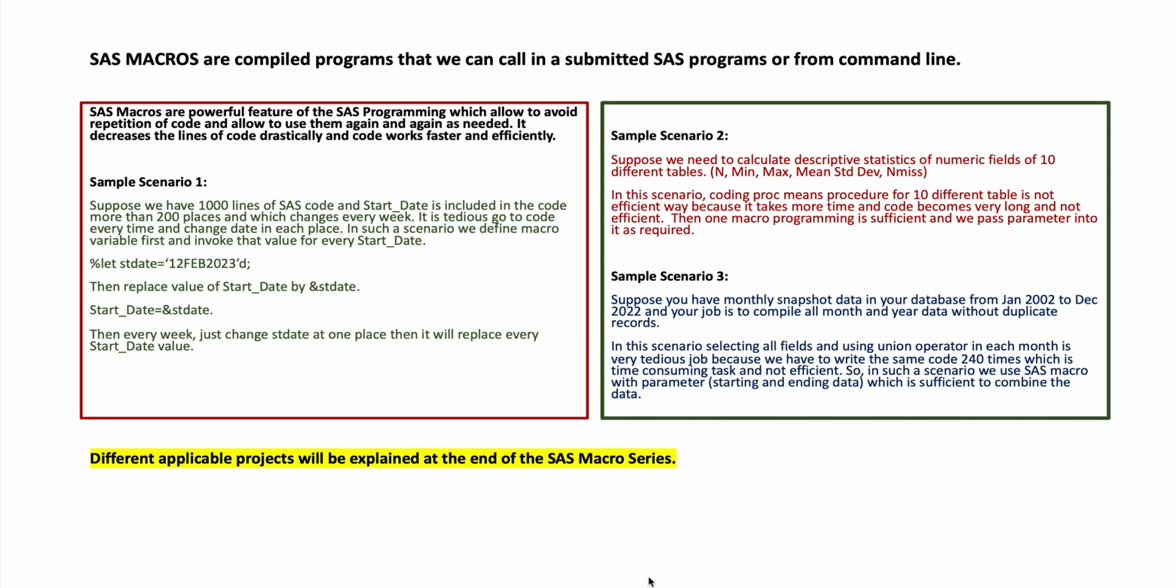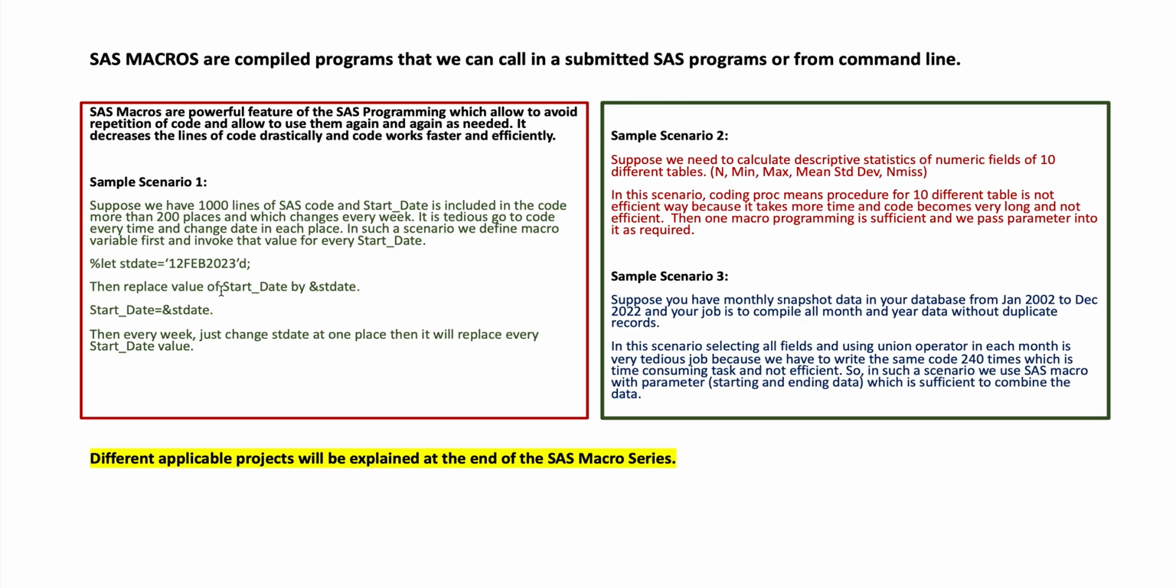Sample scenario 1. Suppose we have 1000 lines of SAS code and start_date is included in the code in more than 200 places, and we change it every week. It is tedious to go to the code every time and change the date in each place. In such a scenario, we define a macro variable first and invoke that value for every start_date. In this case, we use %let stdate, where stdate is the SAS macro variable and the value is, suppose, 12 Feb 2023.